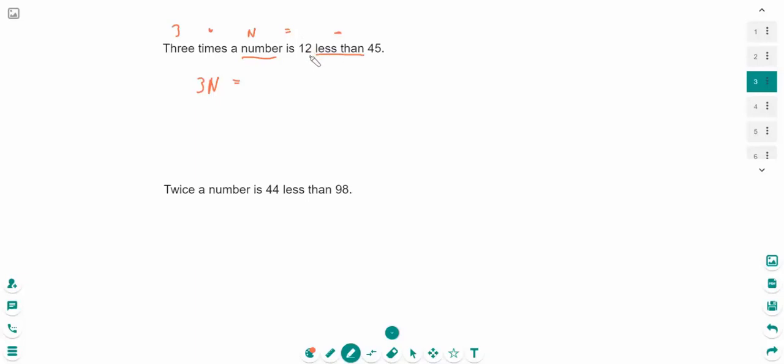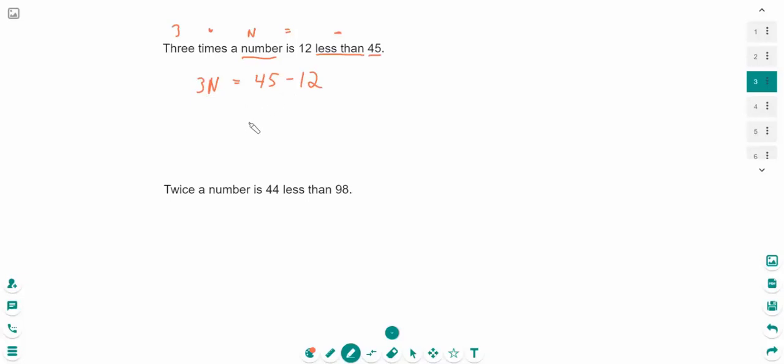We're taking away 12. And what are we taking 12 away from? Well, it's 45, right? So we're taking 45 and we're taking 12 less than that. So we're going to subtract the 12 from the 45, okay? And there we have what we're looking for. So our equation would be 3n equals 45 minus 12.